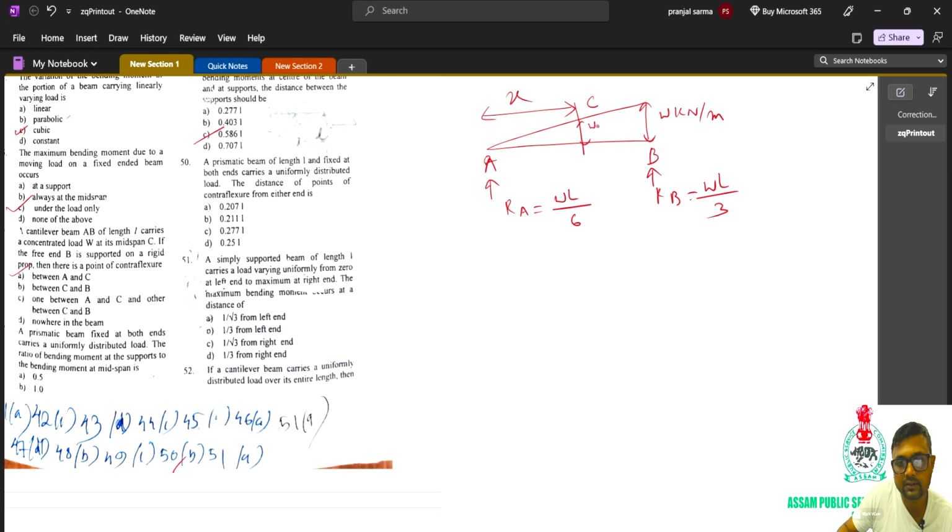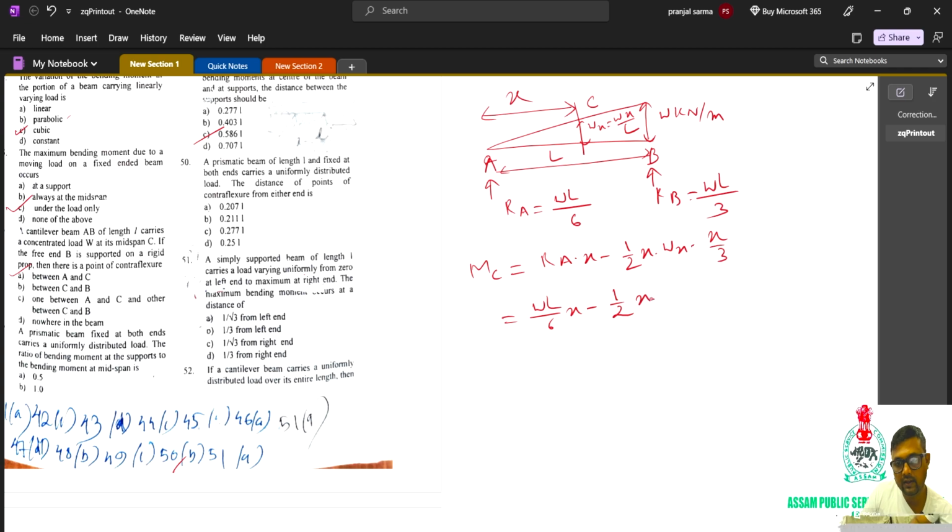So here the load intensity is WX by L, by similar triangles. This is L. So the bending moment at C is RA into X minus half X into WX by L into X by 3, which equals WL by 6 X minus WX cubed by 6L.